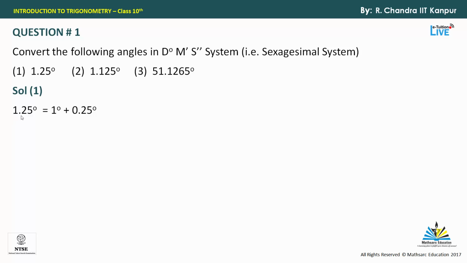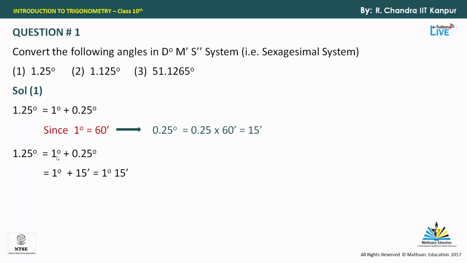As we can see, 1.25 degrees implies 1 degree plus 0.25 degree. Since we know that 1 degree is equivalent to 60 minutes, this implies 0.25 into 60 minutes, which is equal to 15 minutes. So 0.25 degree is equivalent to 15 minutes. Hence, we can write 1.25 degrees as 1 degree plus 0.25 degree, and that is equal to 1 degree plus 15 minutes. So this is the answer for this question. Here are the answers for the other two. You can work them out on your own.